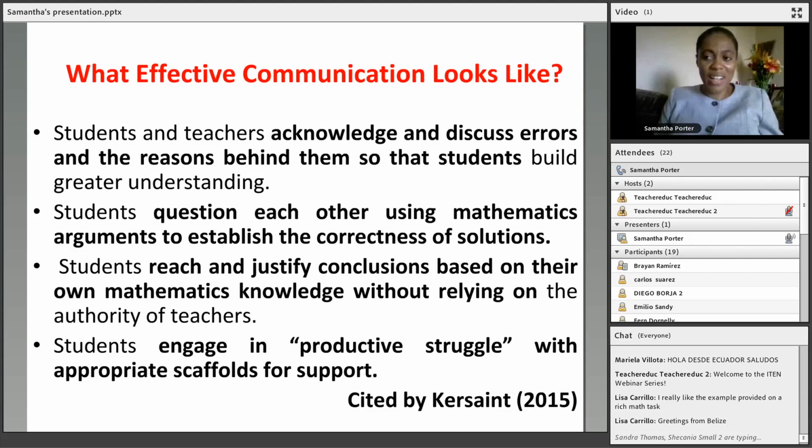We have to allow students to justify their reasoning, to make connections. We have to choose those tasks that can stimulate that sort of conversation in our classrooms. And we have to make sure that the questions that we ask stimulate communication, stimulate thinking, cause students to think about their own thinking.